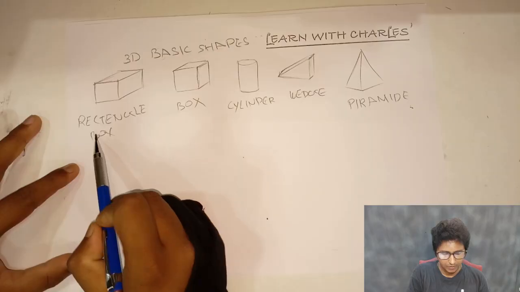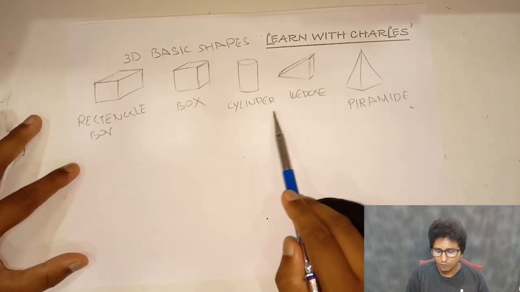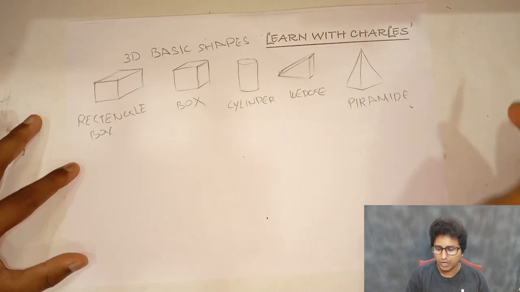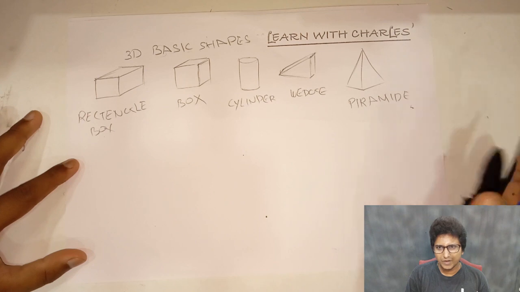So guys, in the previous video we learned about 2D simple shapes. Now it's time to learn about some 3D basic shapes. So here we go. In this video we will learn about these basic shapes: rectangle box, cylinder, wedge, pyramid, and yes, pyramids are so many types.